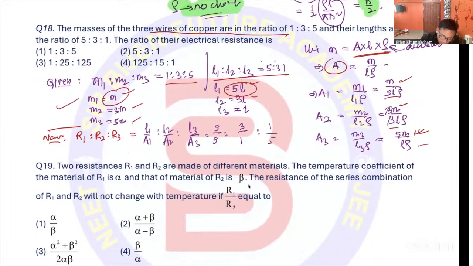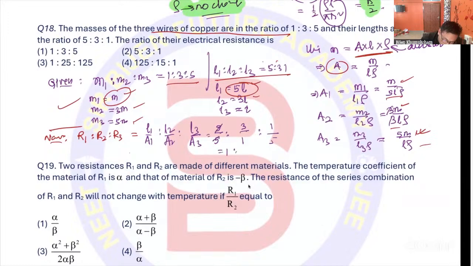This should be the value. So it is 1 is to 3 is to 1 by 5. Multiply every term by 5, then you get 5 is to 15 is to 1.